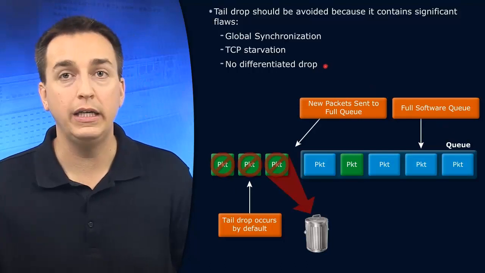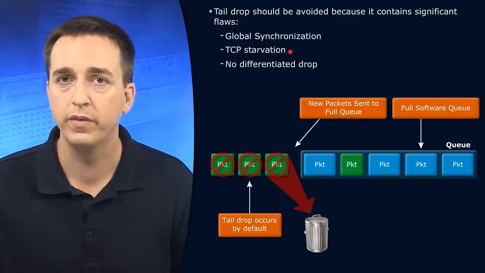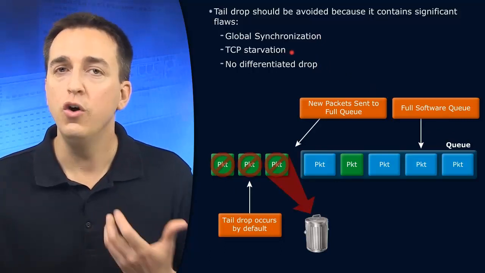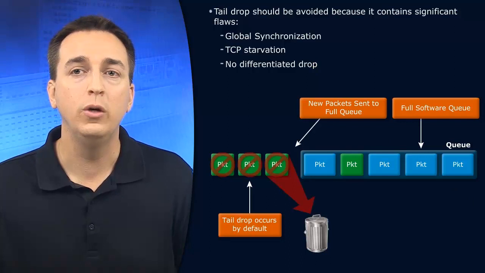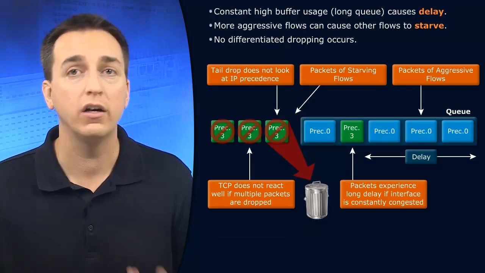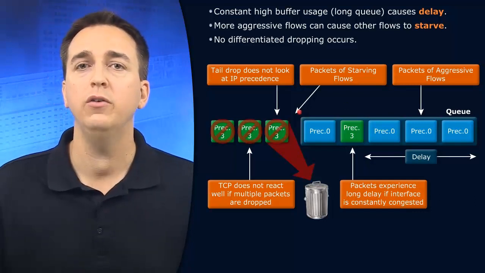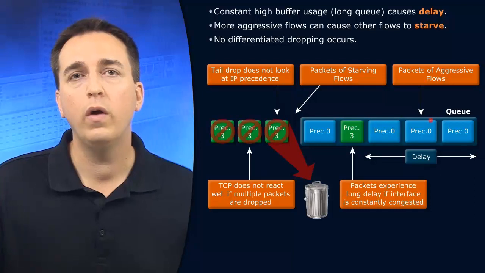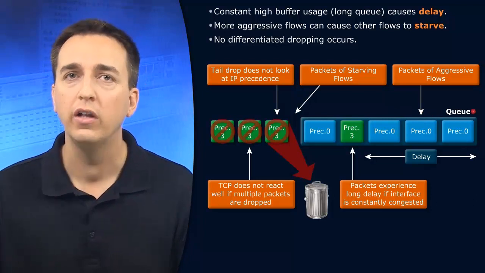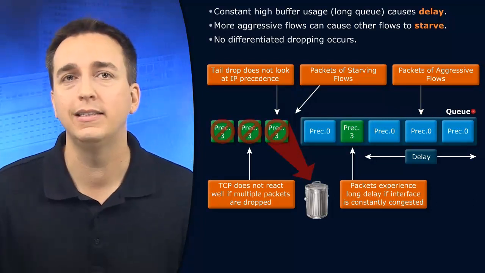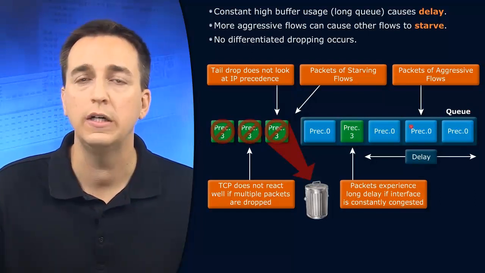In addition to the global synchronization issue from tail drop, we can also have TCP starvation. Also, there is no way to differentiate the different traffic. So what does that lead to? It leads to delay for TCP traffic, jitter for traffic, and the overall starvation, as we just mentioned. So look at the queue again. The queue is full. And when we have extremely high buffer usage, meaning that the queue is full, and that means we have a long queue, it causes delay. Why? Because traffic's sitting in the queue for a relatively long time.